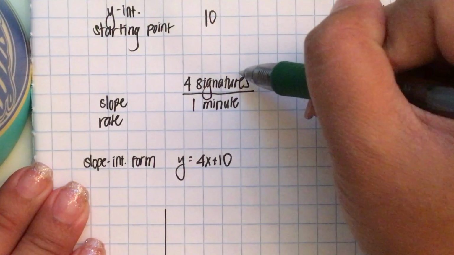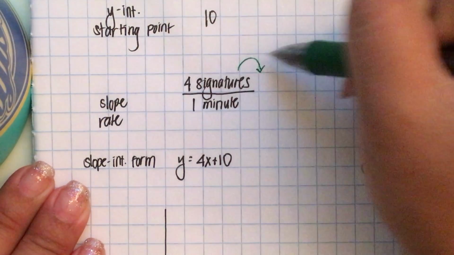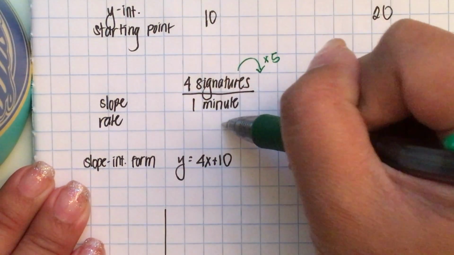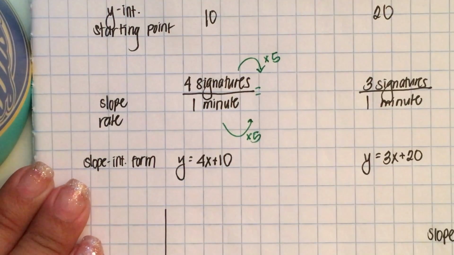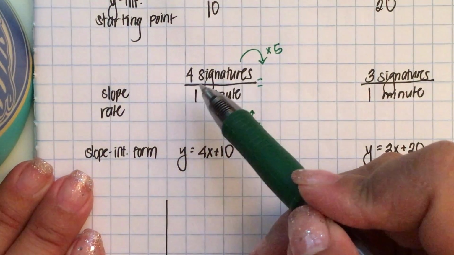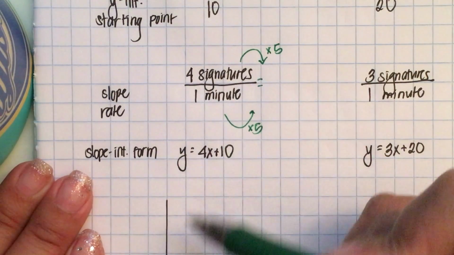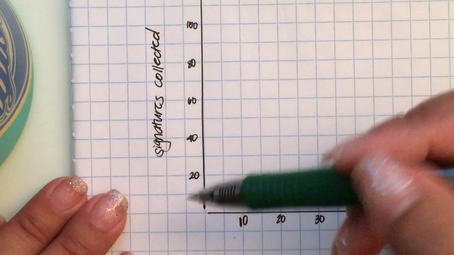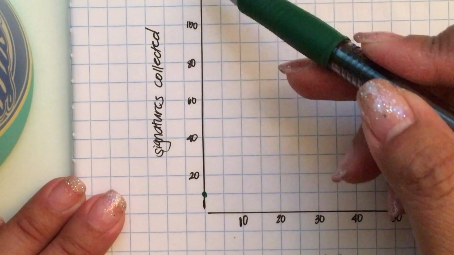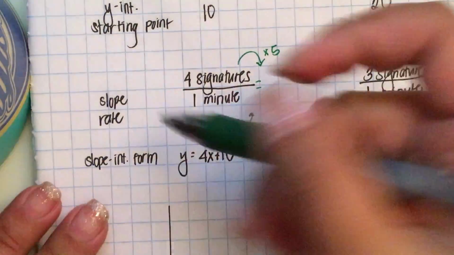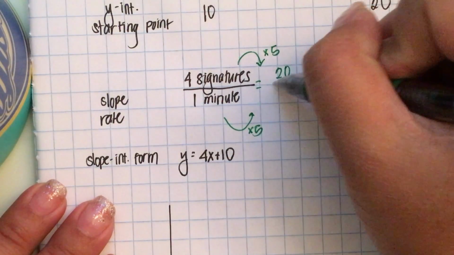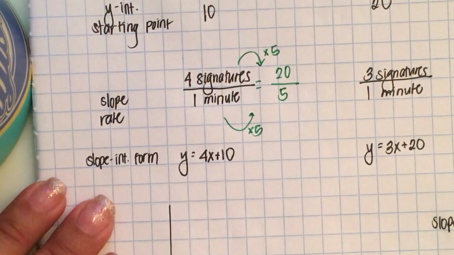So we're going to find an equivalent fraction of 4 times 5 and 1 times 5. I know that I can multiply 4 by 5 and get a 0 at the end, which is how we count by tens. All the tens have a 0 at the end. So 4 times 5 is 20, and 1 times 5 is 5.